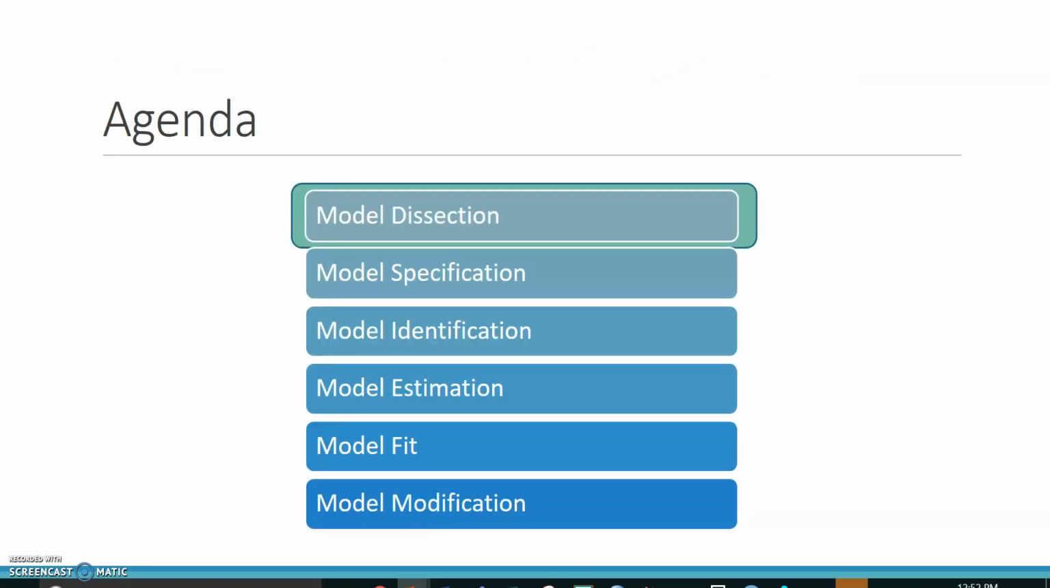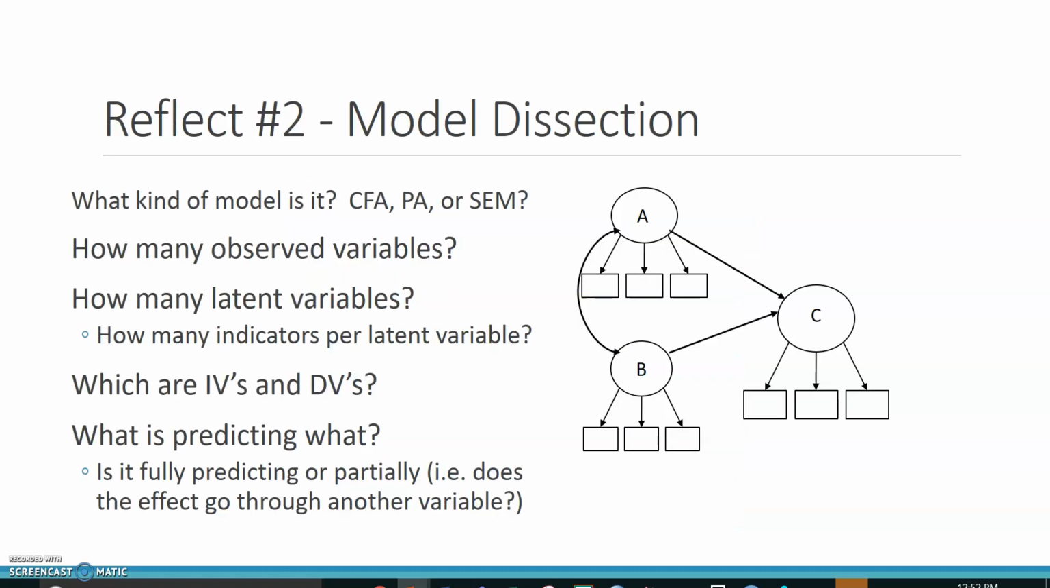Okay, so we're going to start with a model dissection. In the guide, I want you to open this up and dissect all of the models that I gave you. We're going to specifically be talking about what kind of model it is, how many observed variables, how many latent variables, which are independent, which are dependent, and what's predicting what. So we'll do a couple together.